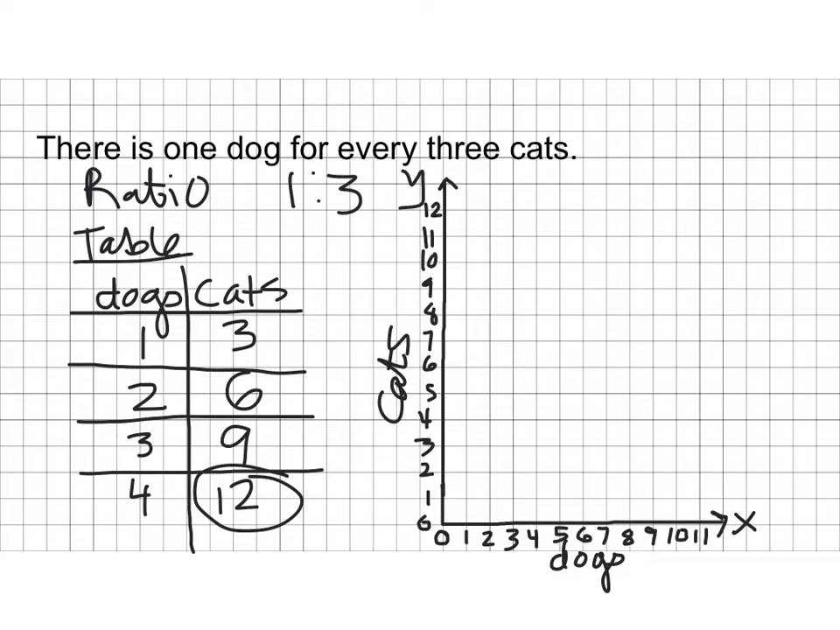And so now I need to turn each of these data values into points. So when there's 1 dog to 3 cats, that can be written as 1 to 3. And then I graph that point as over 1 up 3. When there's 2 to 6, that would be graphed as 2, 6. So that's over 2 up 6. 3 to 9 would be 3, 9. And so on.